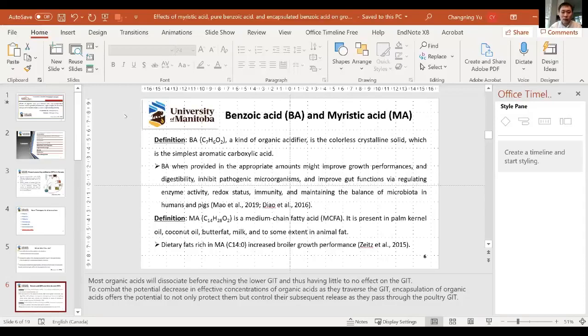For myristic acid, it's a medium chain fatty acid. It is present in palm kernel oil, coconut oil, butterfat, milk, and to some extent in animal fat. Dairy fat research shows myristic acid can increase broiler growth performance.